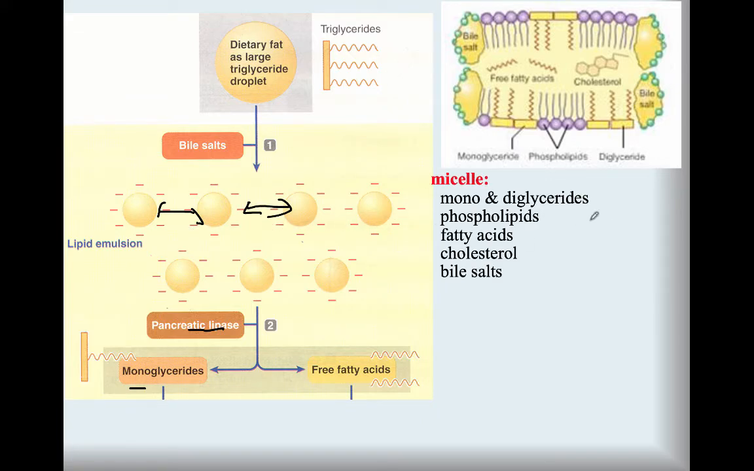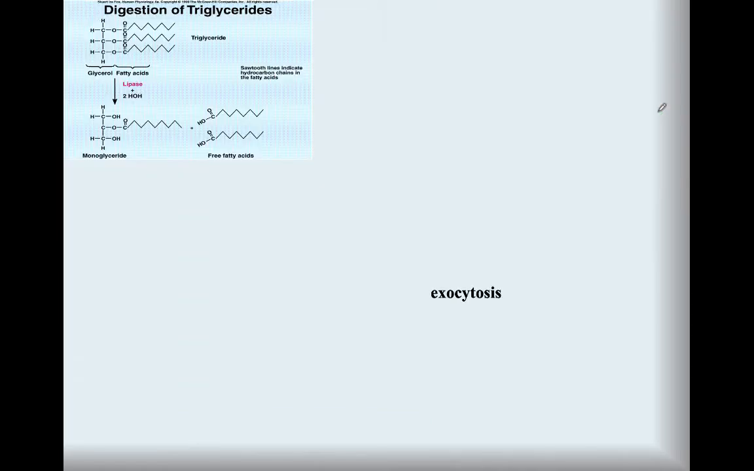And then over here, here's the micelle, and you can see the components of it. And so here you can see monoglycerides, but you can also see some diglycerides as well. And then you can see the phospholipids. And you can see fatty acids, which are primarily on the interior. You can see cholesterol primarily on the interior. And then the bile salts that help it to associate with water a little bit better than it otherwise would.